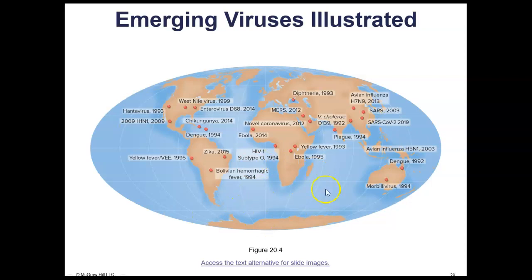This is just a picture of the globe, and it shows you different emerging viruses. SARS, COVID-19 started in Asia and then spread to the rest of the globe.